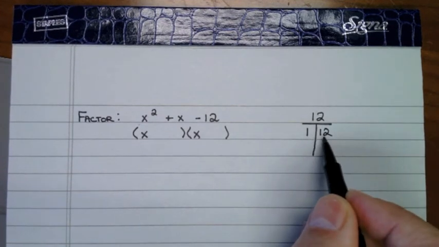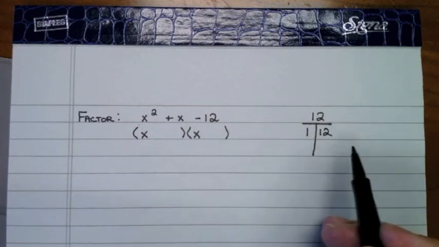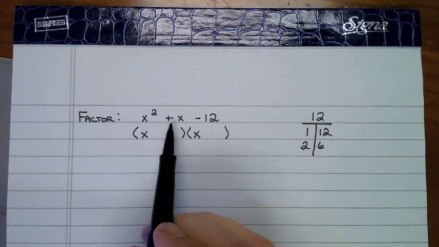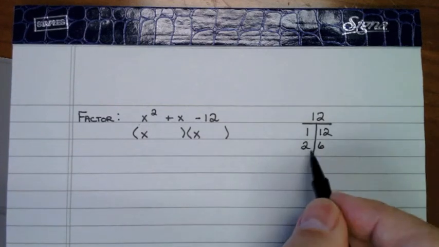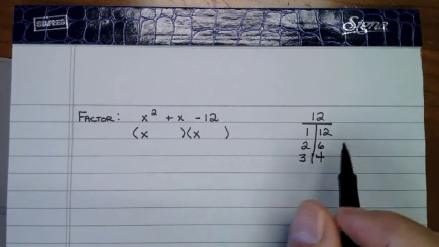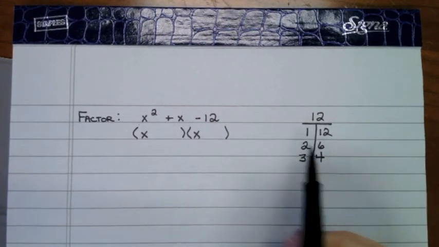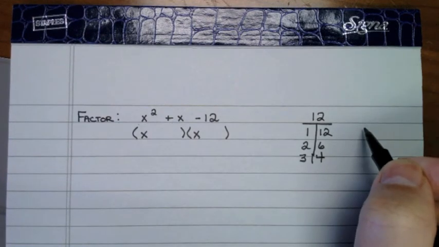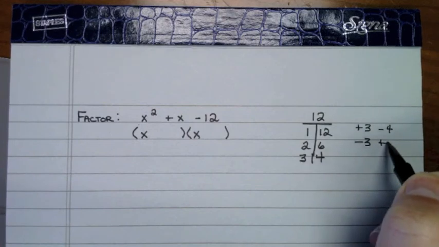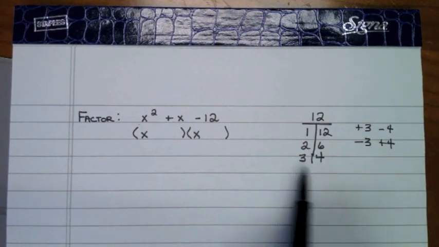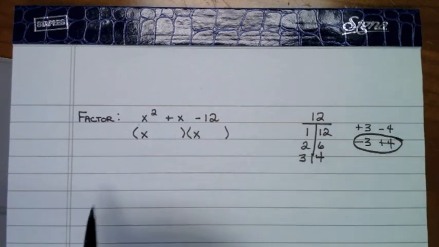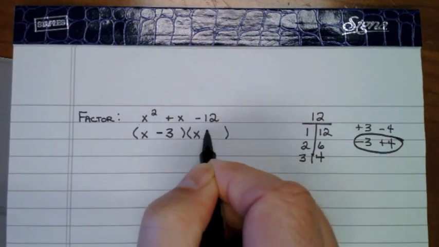Any way I can add or subtract these two numbers and get 1? No. Any way I can add or subtract these two numbers and get 1? No. Any way I can add or subtract these two numbers and get 1? Yes. I need to get a +1. So my combinations are a +3 and a -4, a -3 and a +4. Which combination is going to get me a +1? That would be this combination right here. A -3 and a +4.